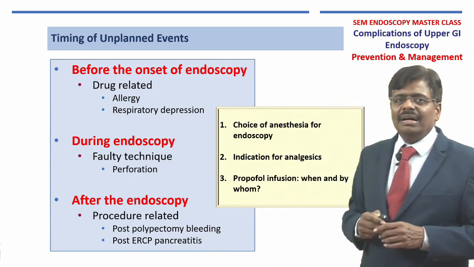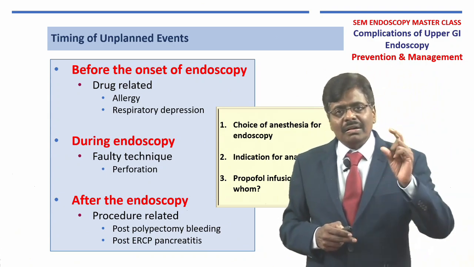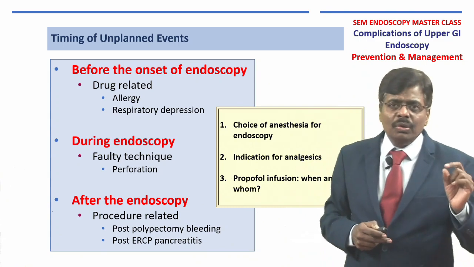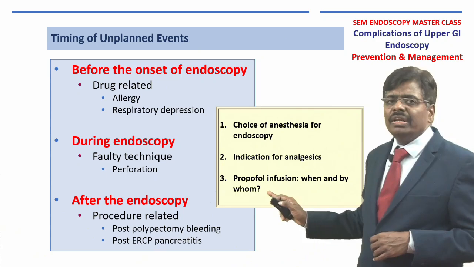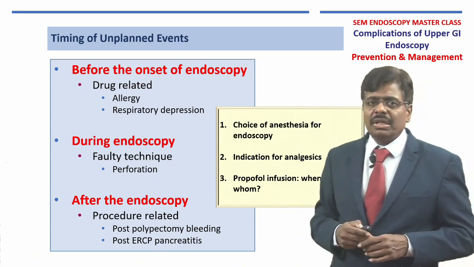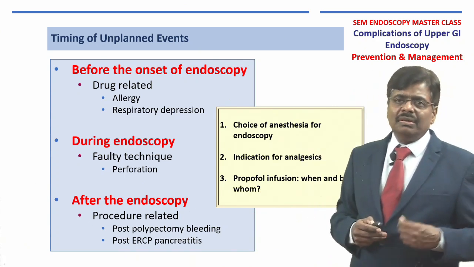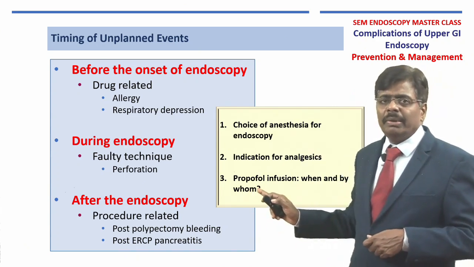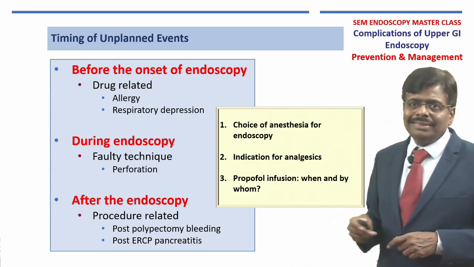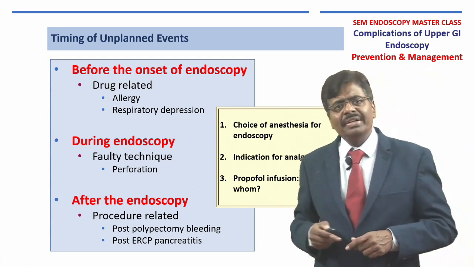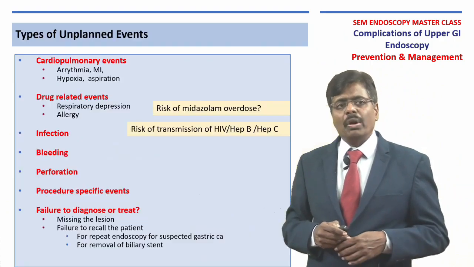Normally, as I said, anesthesia is either a local xylocaine spray or conscious sedation using a small dose, 2 to 3 milligrams of midazolam. Very rarely do we go in for a propofol infusion, especially when you do a diagnostic upper GI endoscopy. But things are different when you do therapeutic procedures or ERCP, where propofol infusion in the presence of an anesthetist is very welcome. We do use stronger analgesics like ketamine or fentanyl, especially when you do a painful procedure like a dilatation or a stent deployment.